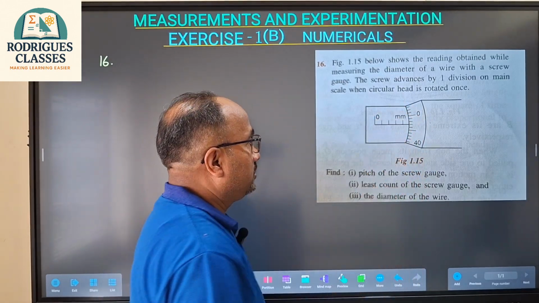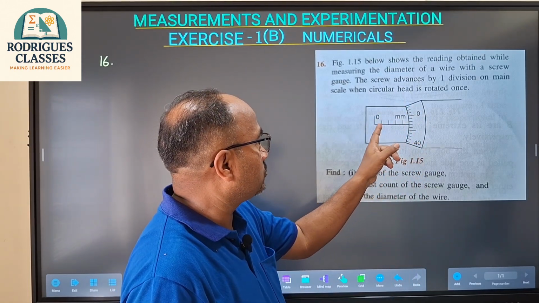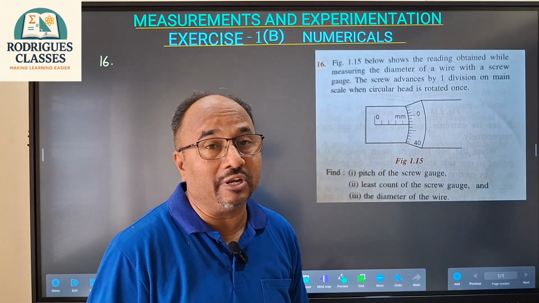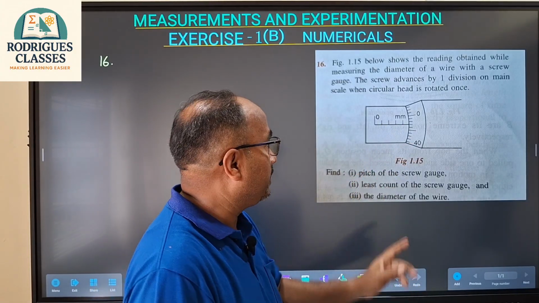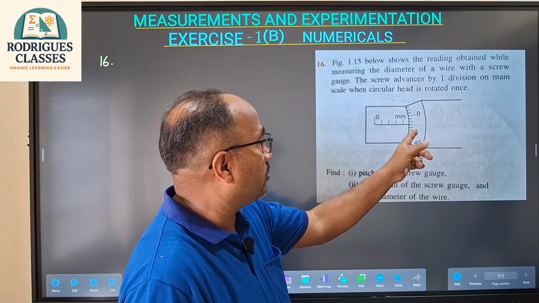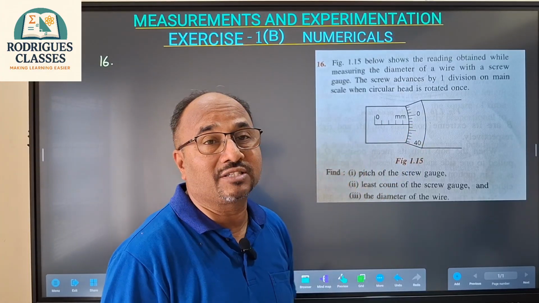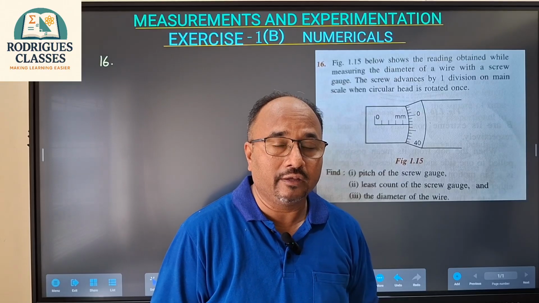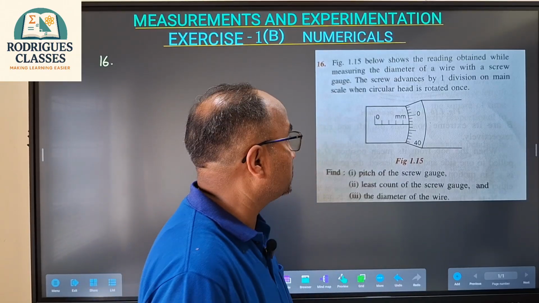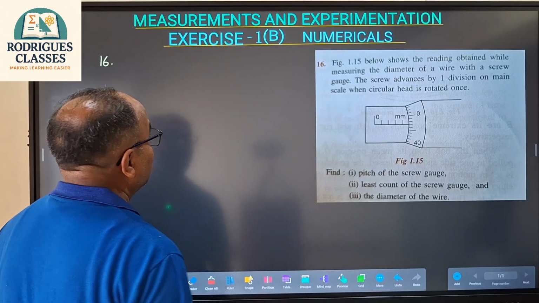So see, this value has been crossed. So that is 1, 2, 3, 4. 4 millimeter becomes the main scale reading. This is 40. Then a longer line is there, becomes 45. So 46, 47 is your circular scale reading. And now we have to work it out with this.